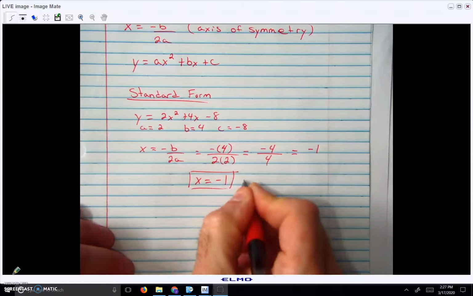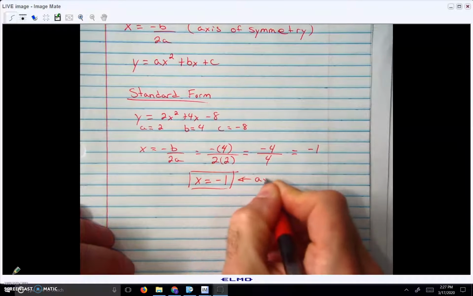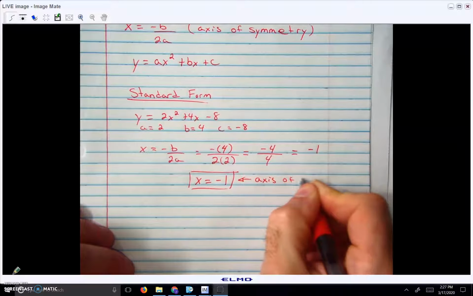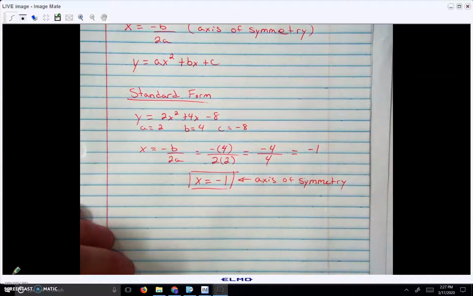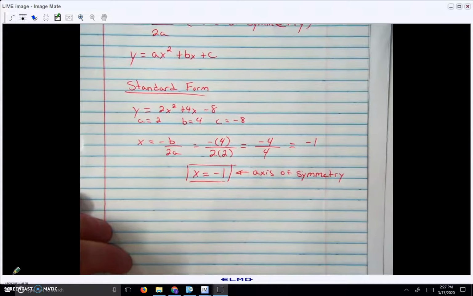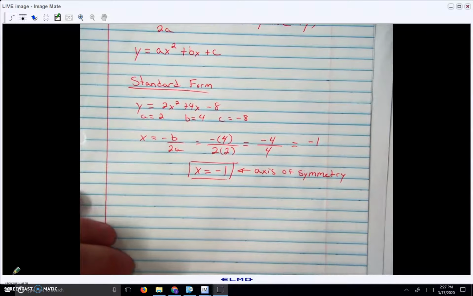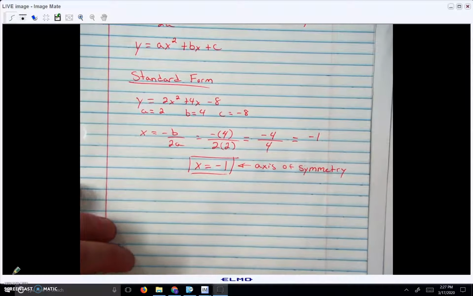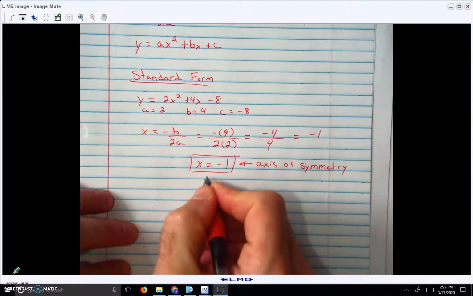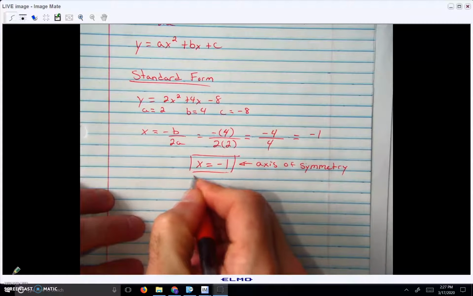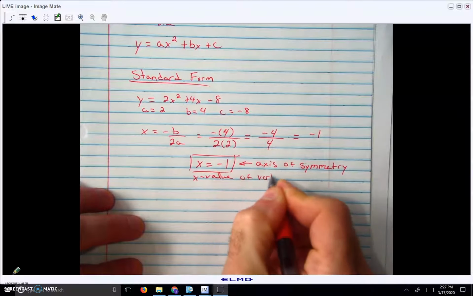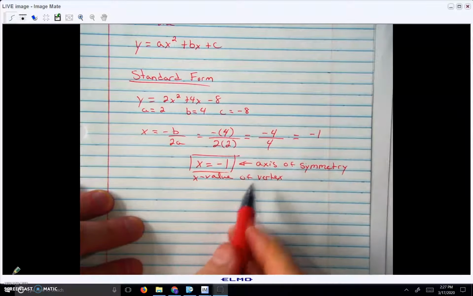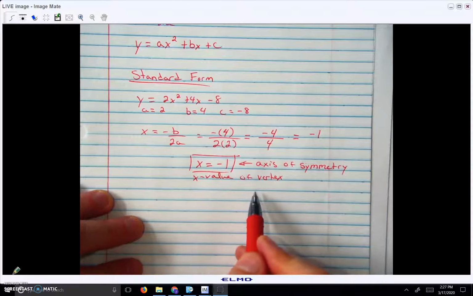This is my axis of symmetry. That's that vertical line through negative 1 on the x-axis that cuts that graph in half, or goes down the middle of the graph, so that if I folded it along that line, it would lay on top of itself. Now, the axis of symmetry, remember, goes through the vertex, so this is also the x value of the vertex. Which means I now have half of my vertex. I have the x value of the vertex.